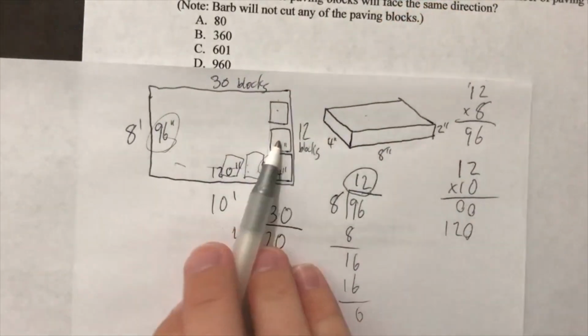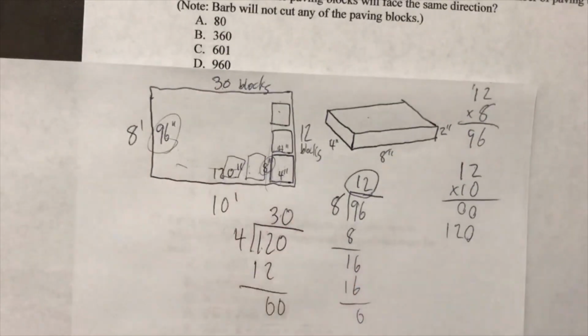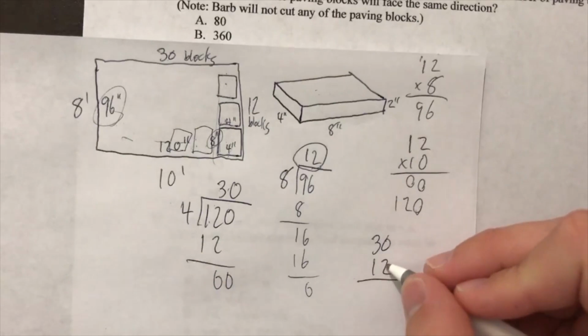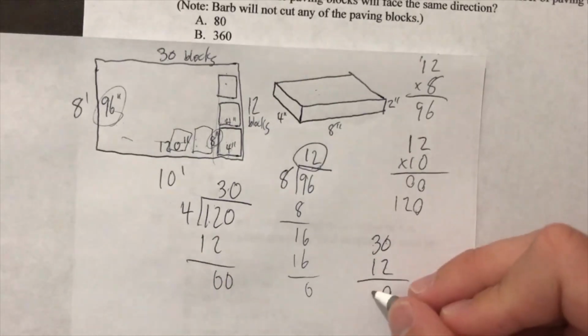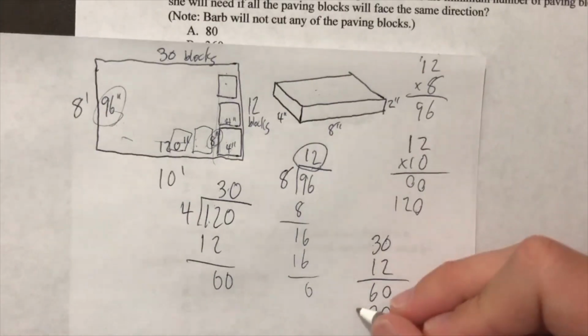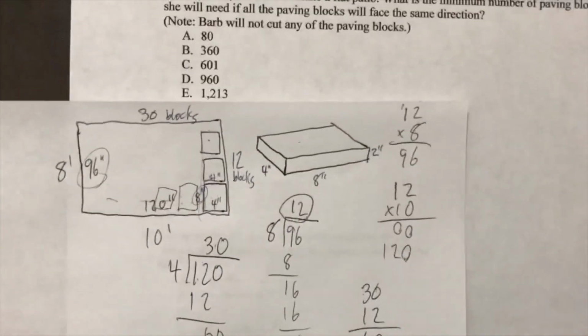So how many blocks total? We're going to have 12 blocks times 30 blocks, right? So let's do that. 30 times 12. 2 times 0 is 0. 2 times 3 is 6. 0 for the placeholder. 1 times 0 is 0. 1 times 3 is 3. 360. Let's see if that's one of our answers.